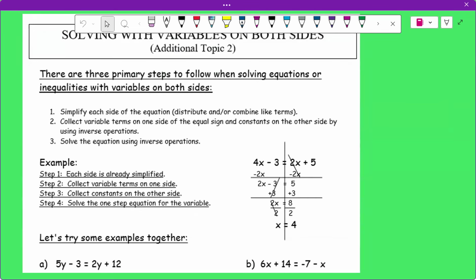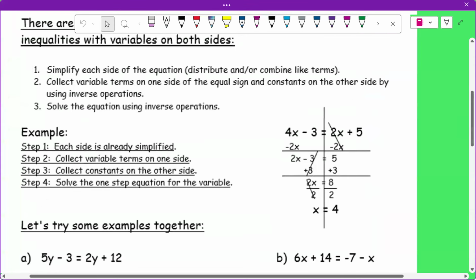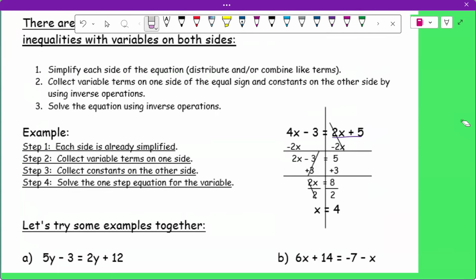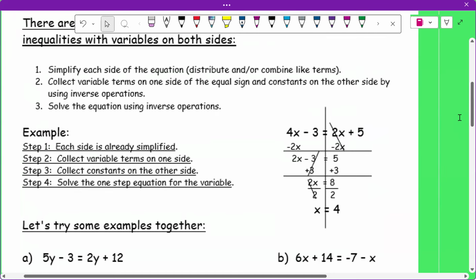the equation. The whole point of the equal sign is to keep the equation balanced. So whatever we get as our solution will make the equation equal. So in this example, we look to see if we have anything that we can simplify. Well, 4x minus 3, those are unlike terms. 2x plus 5, those are unlike terms. So we have 4 options about how to start this problem.